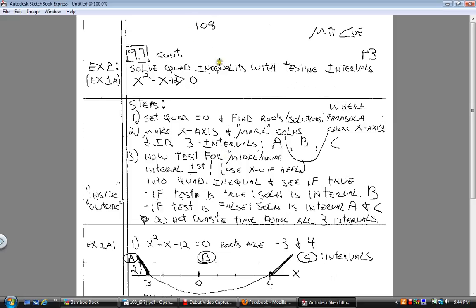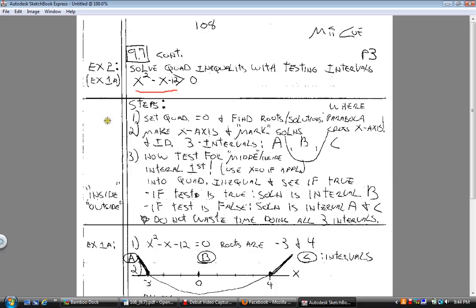We're back on section 9.7. We're working on page 3. And now we really just want to get efficient here and take advantage of the interval testing concept, and we're going to work with the same example we've been doing. We're going to take x squared minus x minus 12, and this time it's going to be greater than 0, and we're going to go ahead without actually graphing it, take advantage of the interval testing concept.